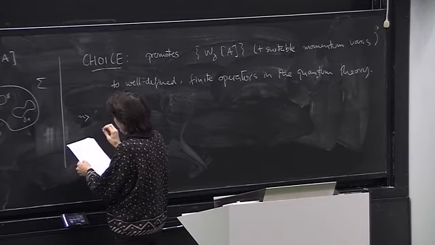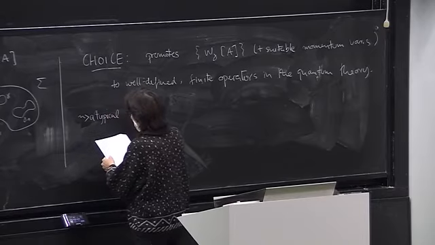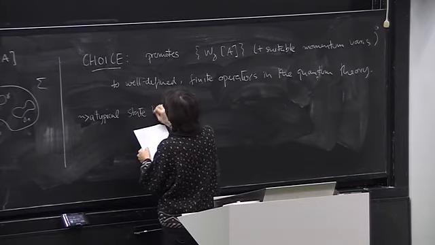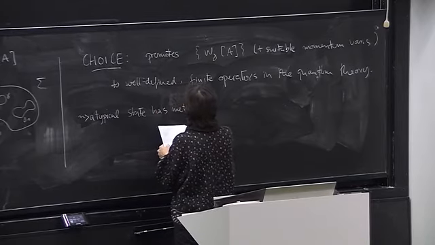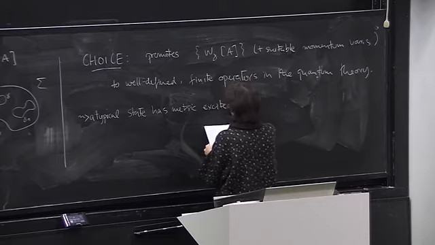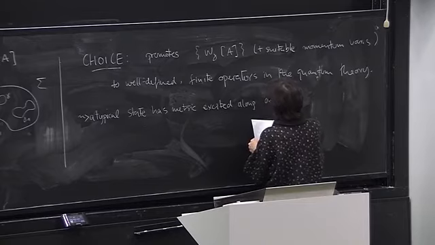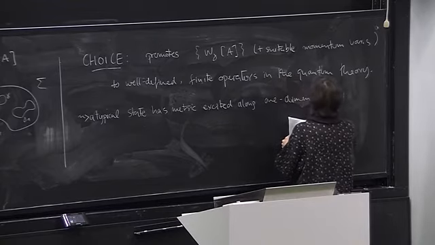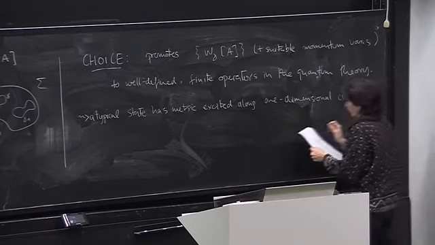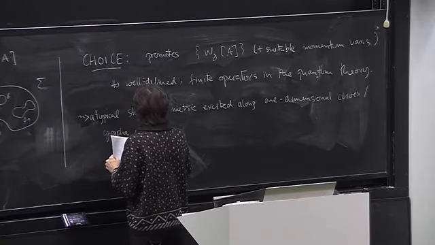So a typical state in the quantum theory has a metric excited along one-dimensional curves or graphs in sigma.